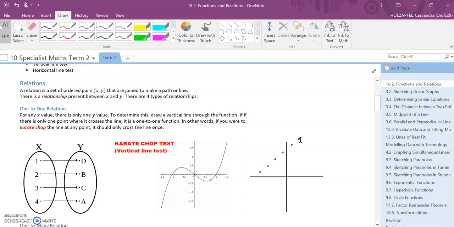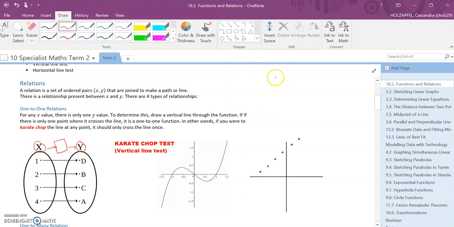So, a one-to-one relation has only one value of x that maps to one value of y. You can see over here, this is called a mapping diagram. I've got my one value for x. I input that into some sort of machine or function or rule, and I can't see what that rule is at the moment. And then that gives me my output value for y. Every one value for x only corresponds with one value for y.